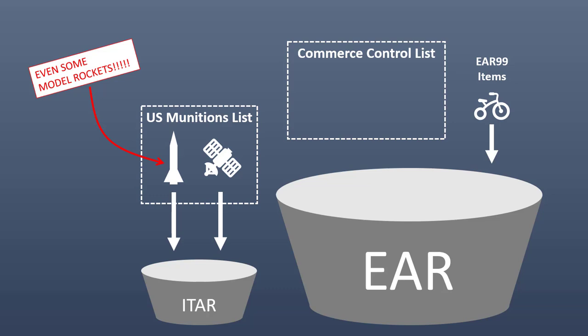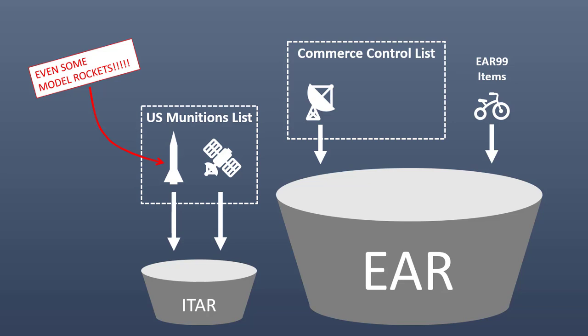For example, certain kinds of satellite ground stations are included on the Commerce Control List. The US government might want to apply stricter rules to the export of these ground stations because they don't want you to help foreign governments expand their space capabilities.